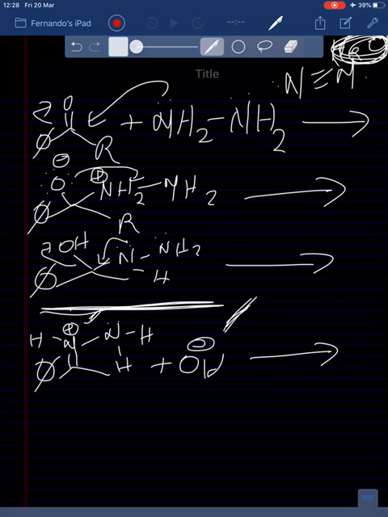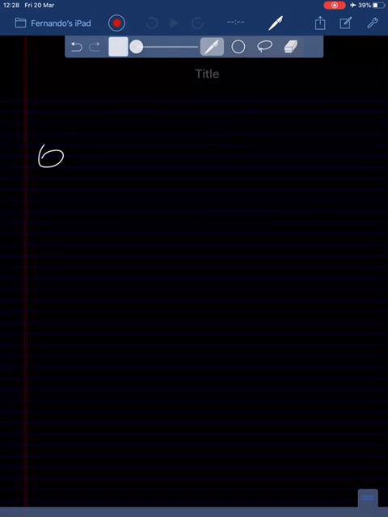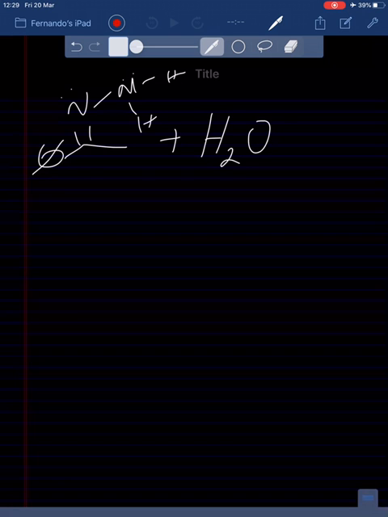And we need to reach what? Water, because it's something that I detected at the end of my reaction. So the only thing that I can think of is that this negative charge goes and picks up this hydrogen, and then what we would have is something like this. New page. There you go. Pen. Thank you. So what we will have is N, H, lone pairs, plus H2O. Okay. Very well.